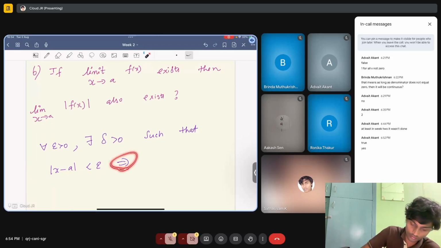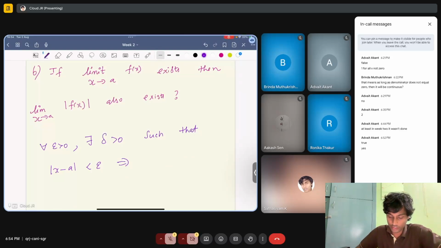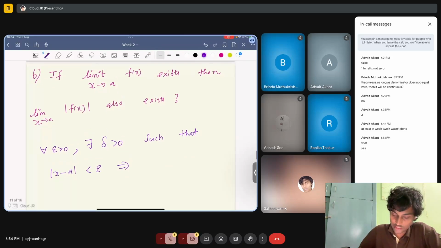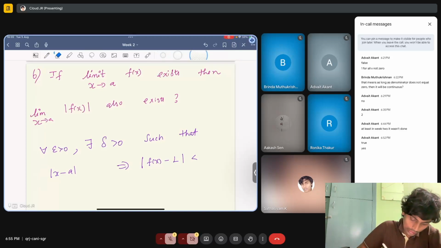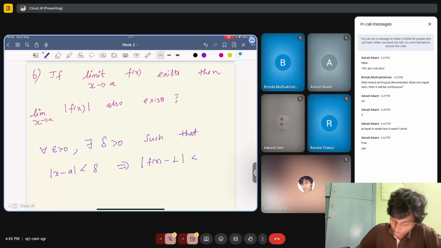Okay, that's the symbol. Sometimes people write "whenever this, the other happens." It's all the same, just a different way of writing it. So I'll just interchange it, each time something else. So you have f of x minus L less than, sorry, whenever x minus a is less than delta, you have f of x minus L less than epsilon. Okay, so this is the definition of limit.